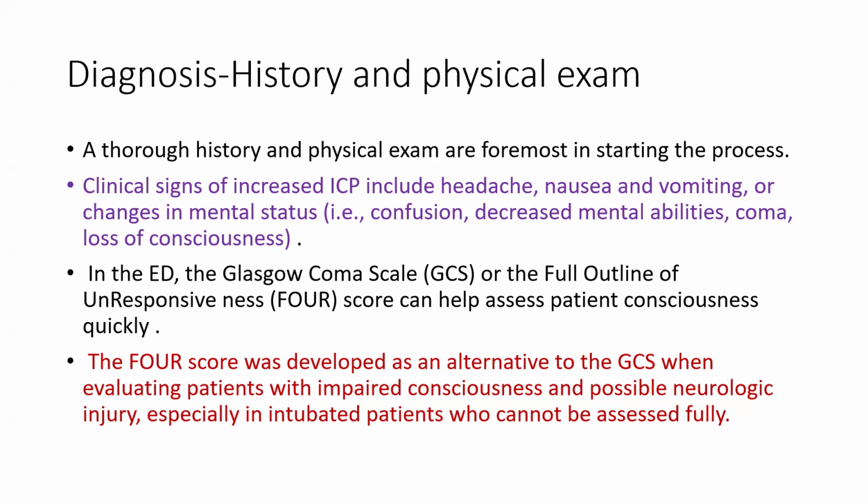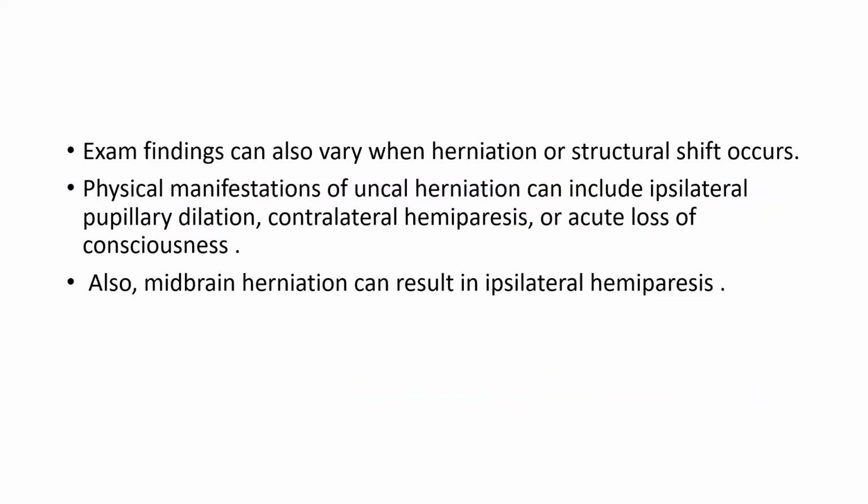In the ED, there are two scores which help in assessing the patient's consciousness quickly. These are the Glasgow Coma Scale and the Full Outline of UnResponsiveness, that is the FOUR score. The FOUR score was developed as an alternative to the GCS when evaluating patients with impaired consciousness and possible neurological injury, especially in intubated patients who cannot be assessed fully.